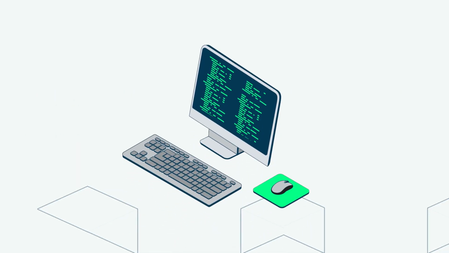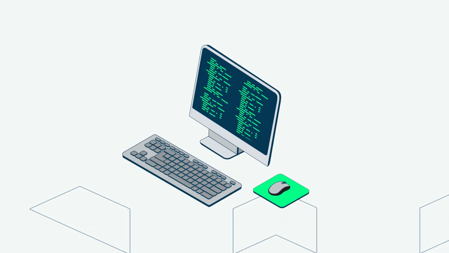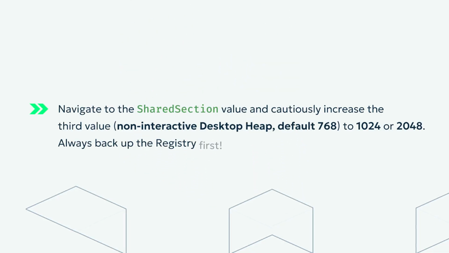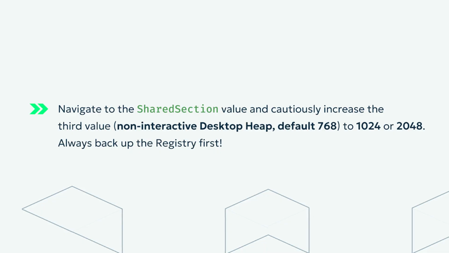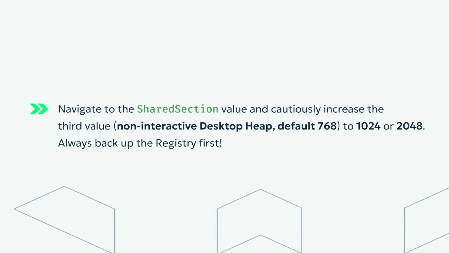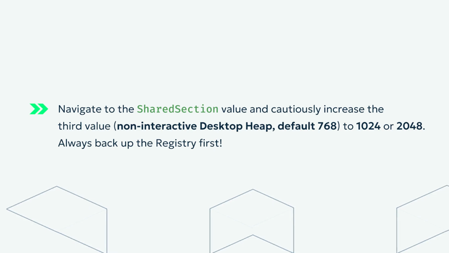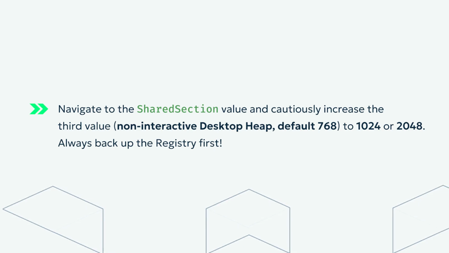For advanced environments like RDP sessions, you may need to modify the desktop heap size in the Windows Registry. Navigate to the Shared Section value and cautiously increase the third value, Non-Interactive Desktop Heap, default 768, to 1024 or 2048. Always back up the registry first.